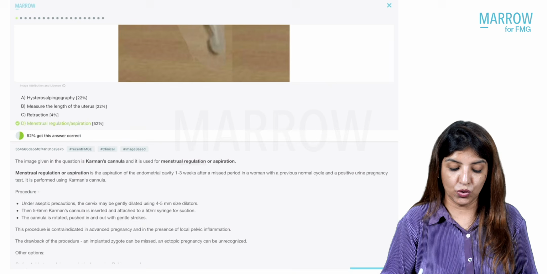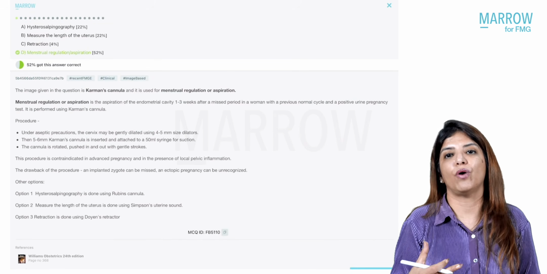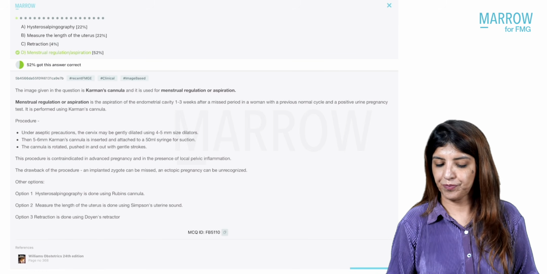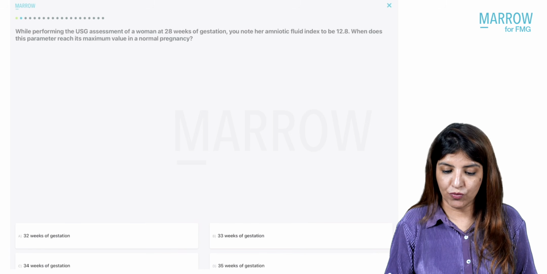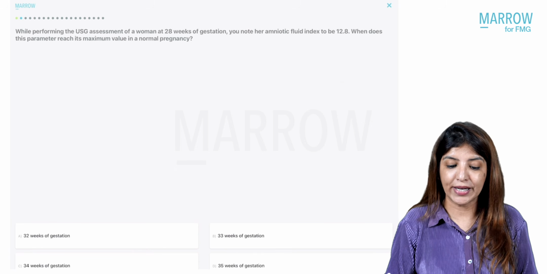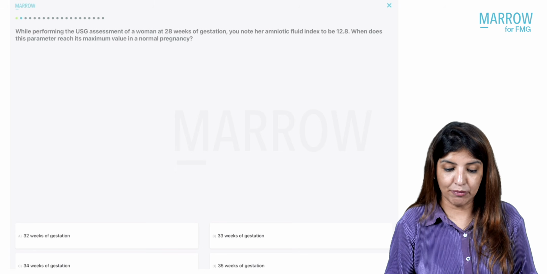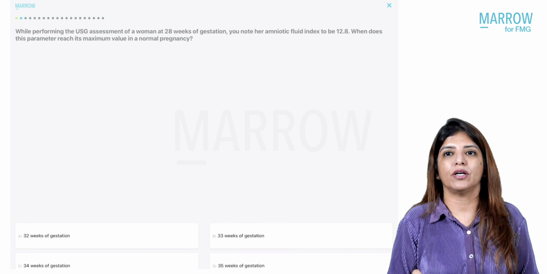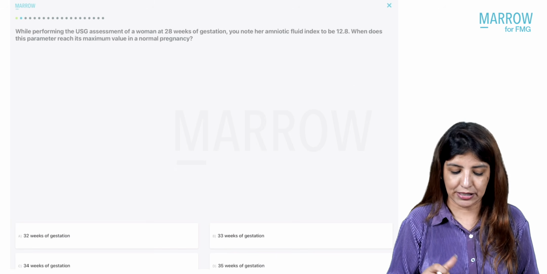Over here also they have given you an explanation of how you are going to use the Karman's cannula for suction evacuation. While performing the ultrasound assessment of a woman at 28 weeks of gestation, you note her amniotic fluid index to be 12.8. When does this parameter reach its maximum value in a normal pregnancy? In other words, they are simply asking you when the amniotic fluid is maximum.